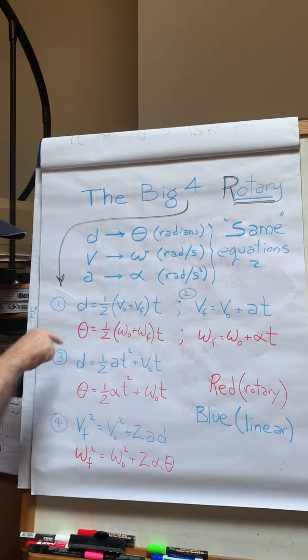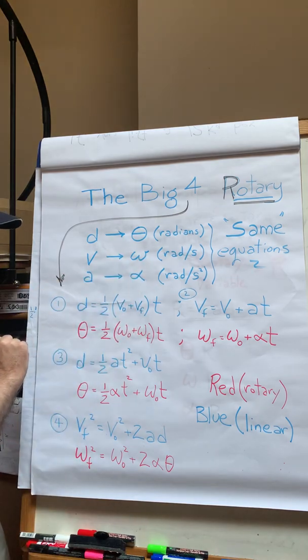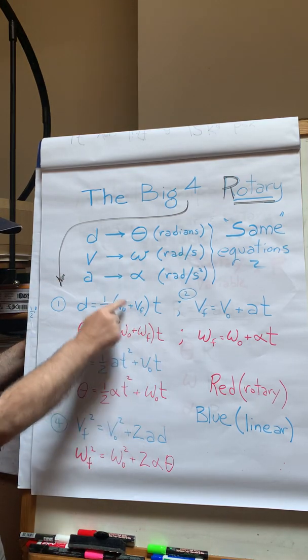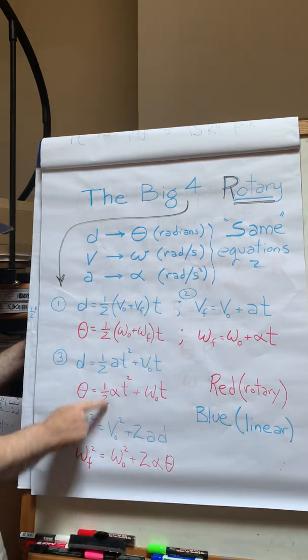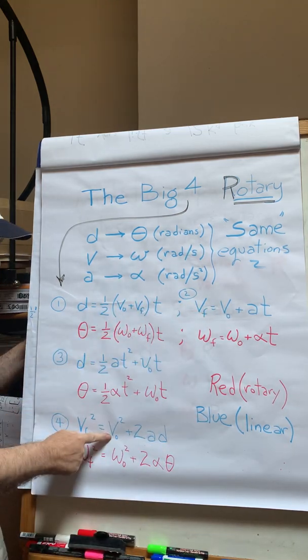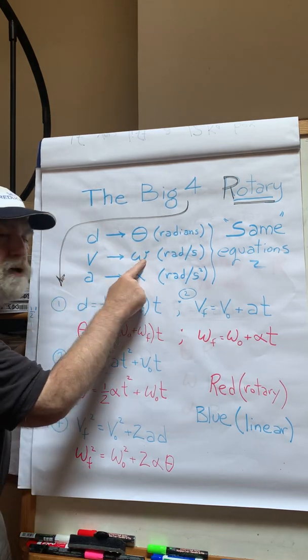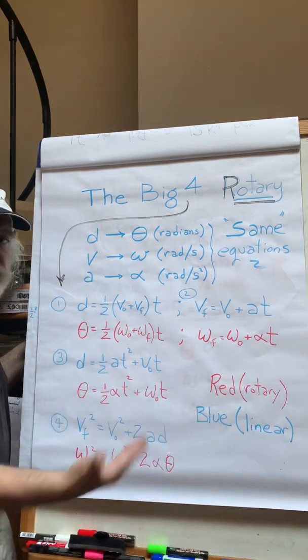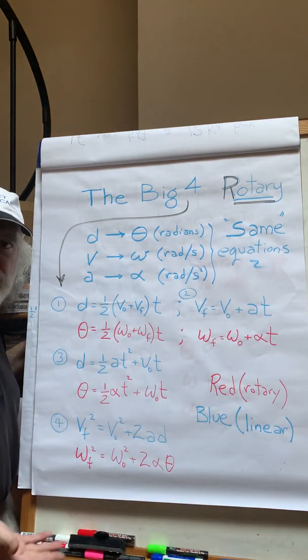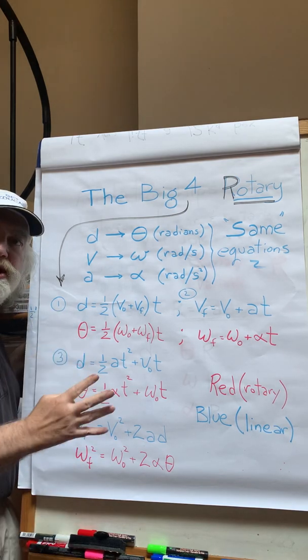So in other words, each of the big four has a rotary counterpart where we simply take the equations of the big four shown in blue that we know, 1, 2, 3, 4, and instead of distance, we put theta, instead of v, we put omega, and instead of a, we put alpha, and the equations are the same. Time is time, whether you're in a rotating frame or linear frame. So here I have 4 new equations for free.